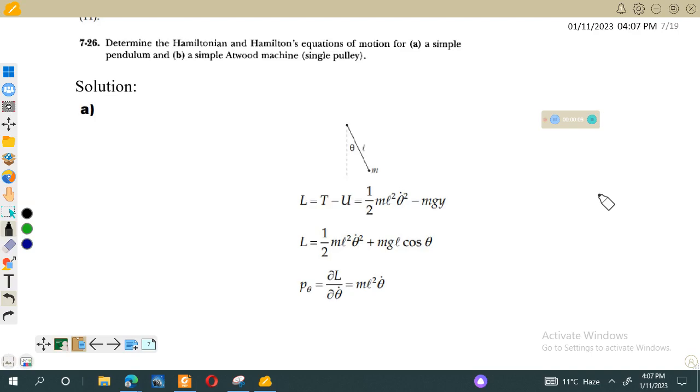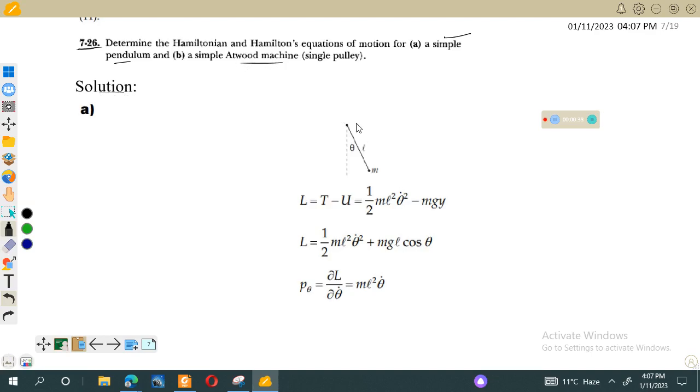In this lecture, we will discuss the solution for problem number 7.26. The statement of the problem says: determine the Hamiltonian and Hamilton equation of motion for, part A, a simple pendulum, and part B, a simple Atwood machine. That means we have to find the Hamiltonian and Hamilton equation of motion for two systems: the first, a simple pendulum, and the second, the Atwood machine. Now, let's go to the solution.